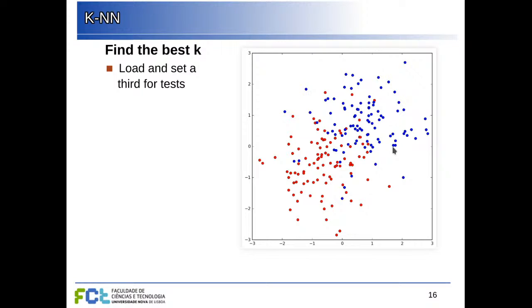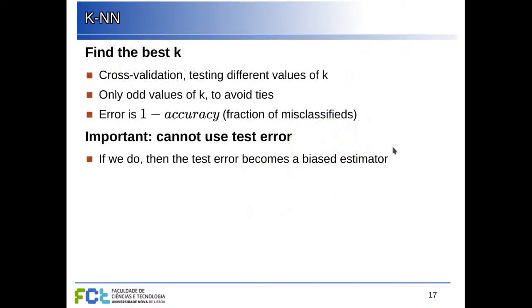So if you ask for the majority of the 5 nearest neighbors, you don't have that problem. Of course, if you have a classification with more than 2 classes, then this problem will appear eventually. But for 2 classes, we can avoid ties if we use only odd values. So one important thing is that we cannot use the test error for making any decision.